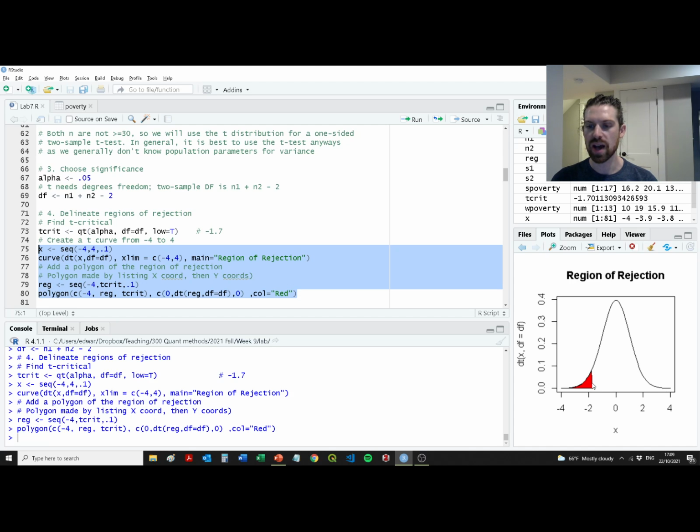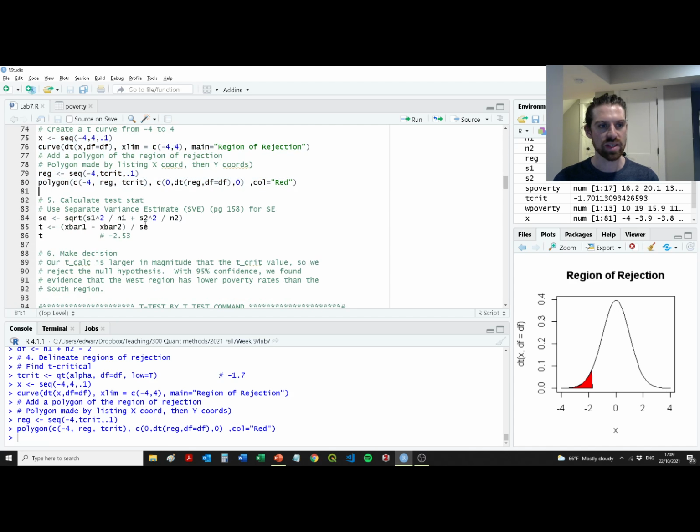Obviously, if the value that we obtain is within this red region, then we would reject the null hypothesis, accept the alternative hypothesis, and we would be able to conclude at the 95% confidence level that the poverty rate is lower in the western part of the United States compared to the south.